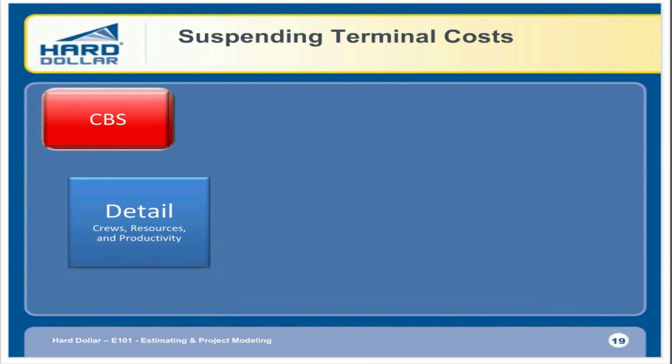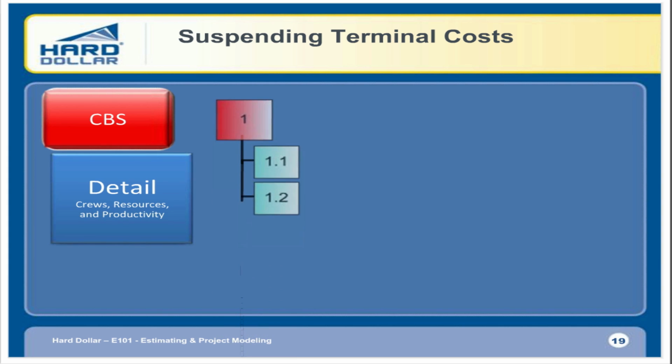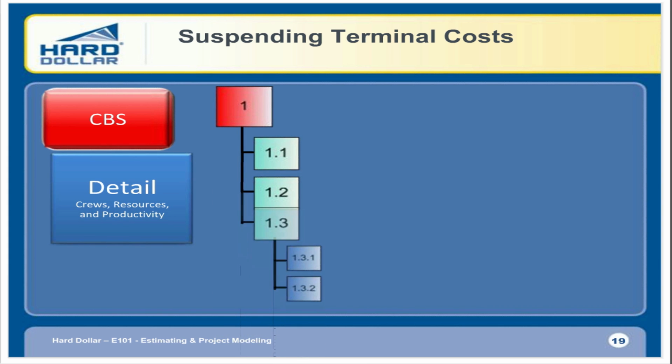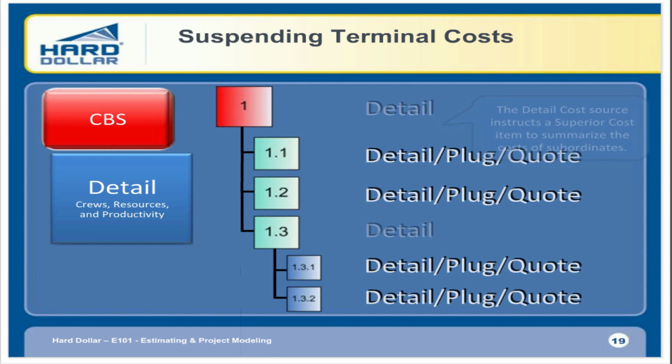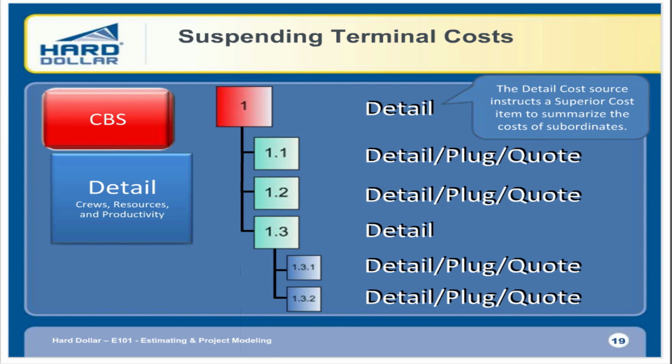Next, we will look at the effect on the cost breakdown structure of changing the cost source from detail to plug or quote. When a detailed cost source is used on a superior cost item, it instructs Hard Dollar to summarize the costs of the item's subordinates.